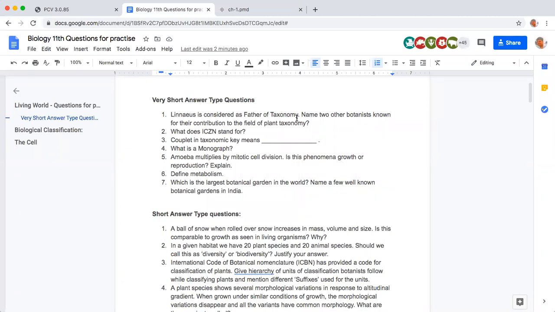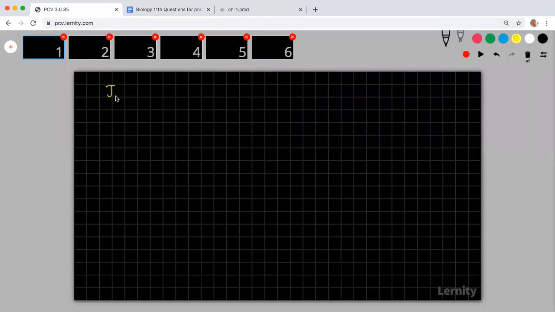Okay, Linnaeus is considered as the father of taxonomy. Name other 2 botanists known for the contribution in plant taxonomy. Okay, so you can have people like John Ray, Aristotle, Bentham and Hooker, Ernst Mayr.